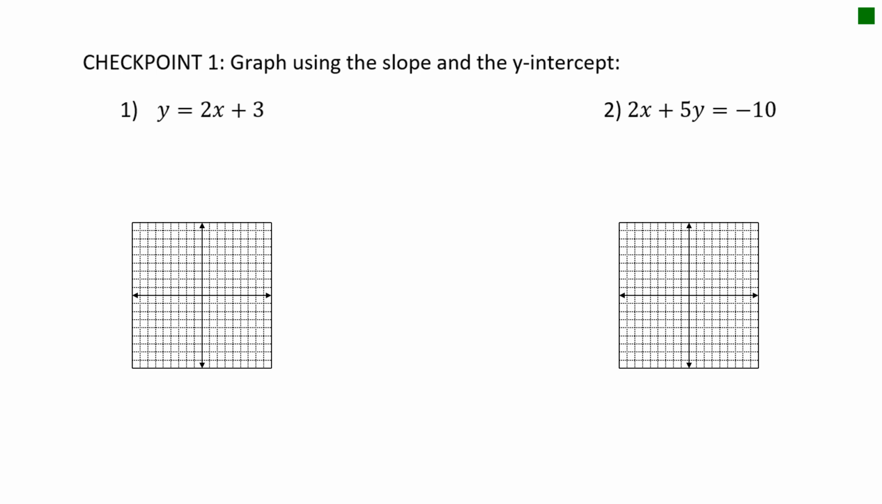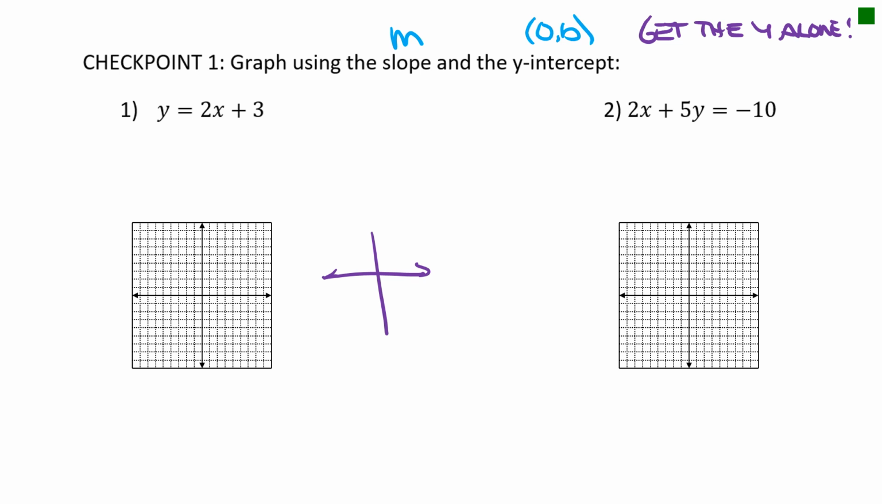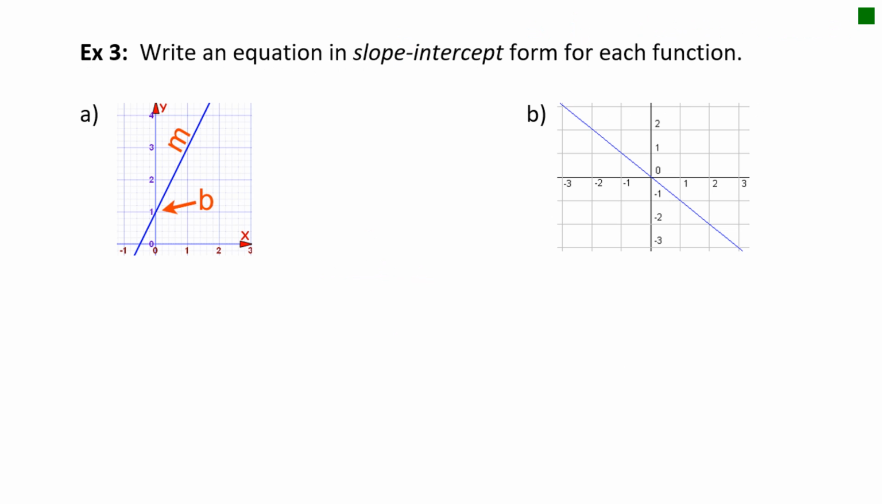Checkpoint 1, your turn. Graph using the slope, m, and the y-intercept, 0, b. Remember, your first hint is you must get the y alone if it's not already alone. So go ahead and do this in your notebook. You don't have graph paper, so you can just draw an x and y axis if you don't have graph paper. Pause it, do them, see you in a sec.